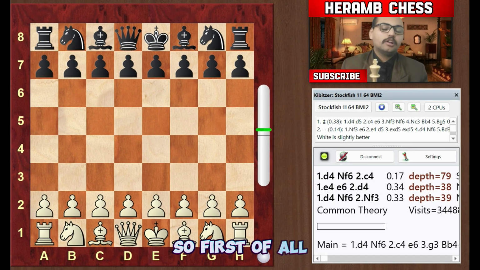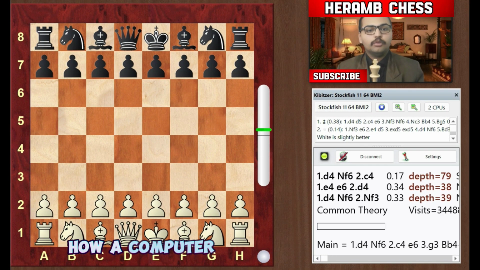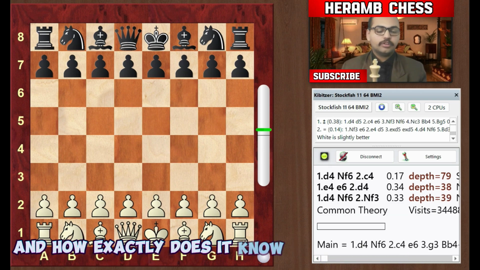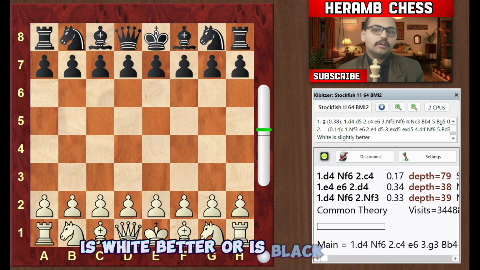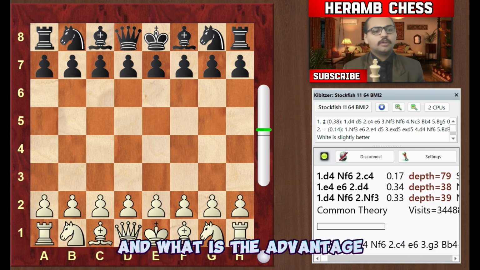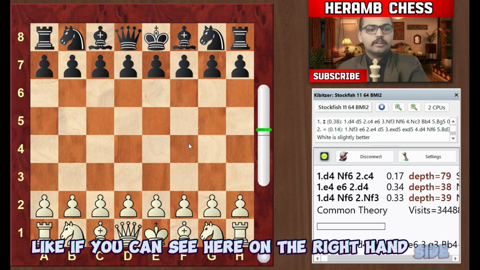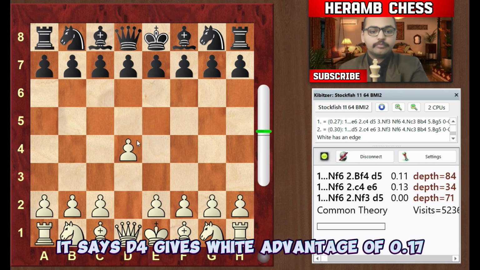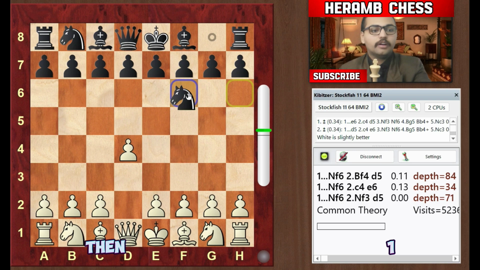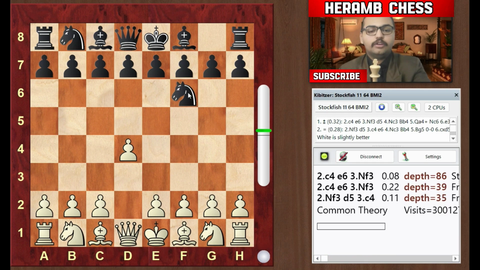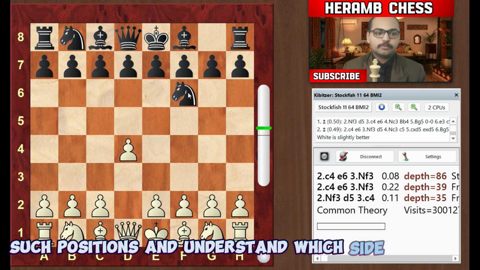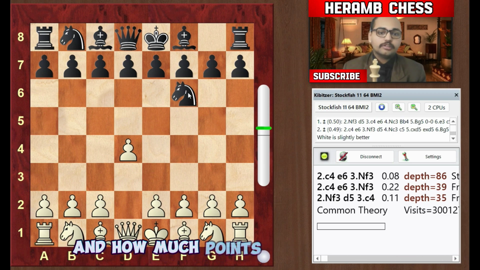So first of all, let us just understand how a computer evaluates positions and how exactly does it know which side is better, is white better or is black better, and what is the advantage. Like if you can see here on the right hand side, it says d4 gives white advantage of 0.17. If black plays knight f6, then white gets advantage of 0.11, and so on and so forth. Now the question is, how does a computer evaluate such positions and understand which side is better and how many points is it better by?